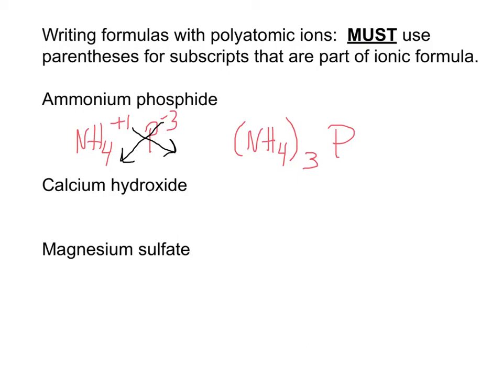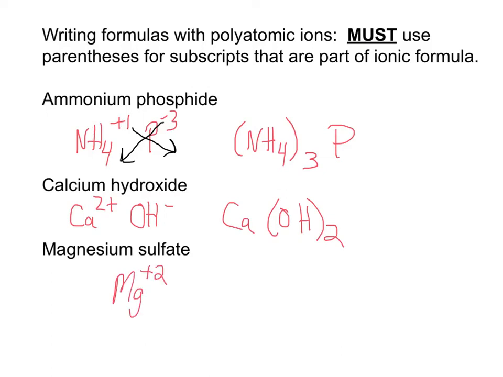The next one is calcium hydroxide. That's Ca2+. Hydroxide, which you have to memorize, is OH minus. So parentheses around hydroxide make it Ca(OH)2. The last one is magnesium sulfate. Magnesium is Mg with a plus 2 charge. Sulfate is SO4 minus 2. Then crisscross, so it's Mg SO4, the 2's reduce, and no parentheses. If we're not going to add an additional subscript outside, we don't need the parentheses. Exactly. Let's go on to the next.